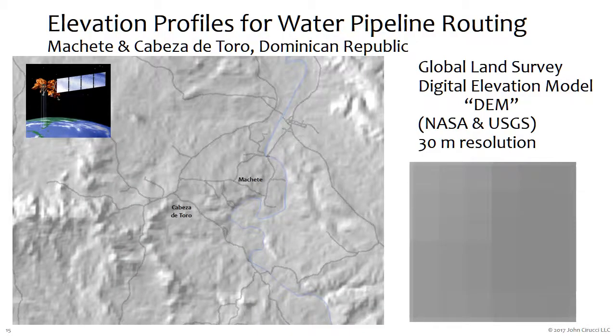Okay. All right, now the final example I'll talk about is some of the things that have been done with the Dominican Republic, and particularly around elevation profiles for the water pipeline routing. And one of the really fortunate things we couldn't take advantage of in Africa, but could in the Dominican Republic, is there's a couple of half-decent digital elevation models.